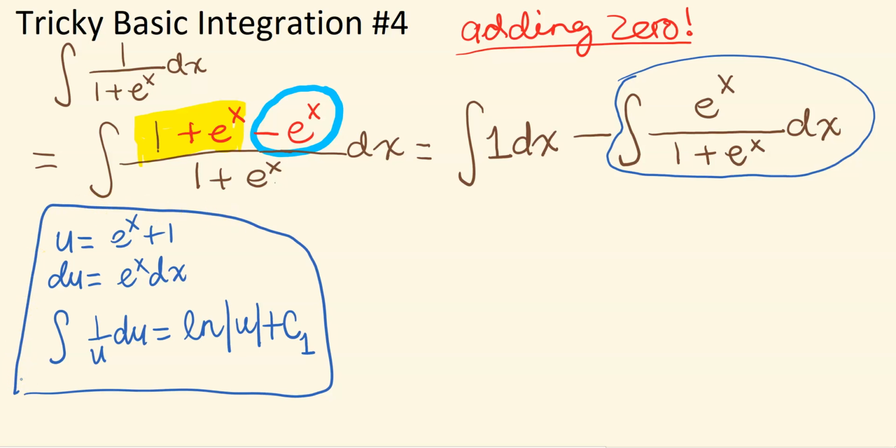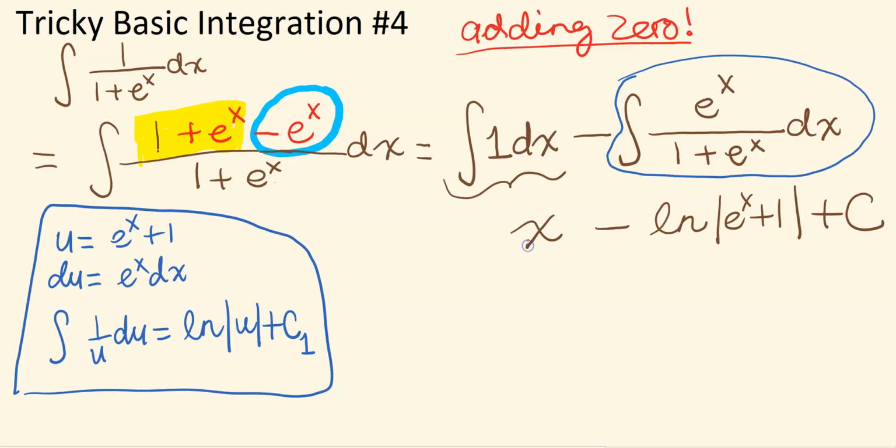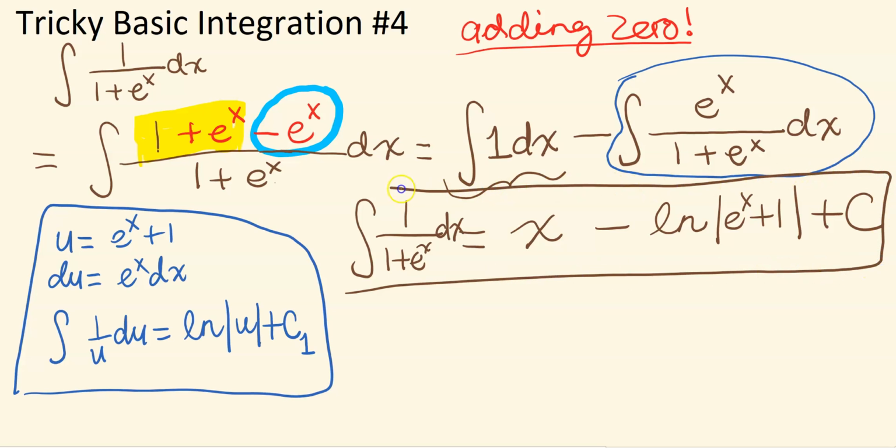So when I go back, I can say, oh hey, this one right here is just minus ln of absolute value of e to the x plus 1, and I'm going to say plus some c right there. And then what is this right here? That's just x. And that is it. That's the integral of your original function, 1 over 1 plus e to the x dx. That's pretty awesome. Adding 0, I think that's one of my favorite tricks there. Adding 0.